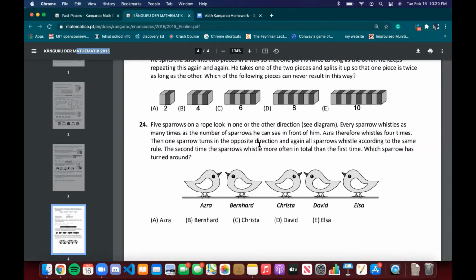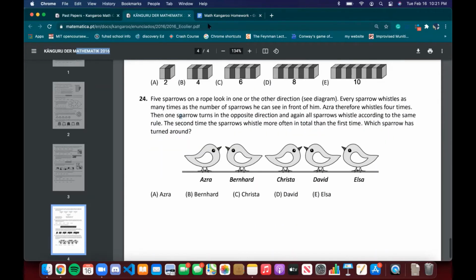Okay, so the premise is that all the birds whistle, and then one sparrow turns in the opposite direction. So if they were looking to the left, they turn right, and if they were looking to the right, they turn left, and then they whistle again. And the problem is, if the second time the birds whistle more than the first time, which sparrow has turned around? Okay, so let's find how we can increase this number.